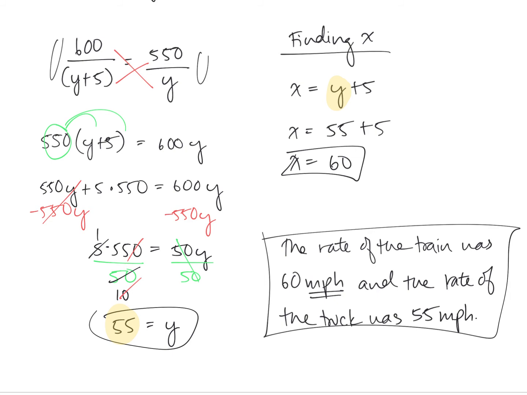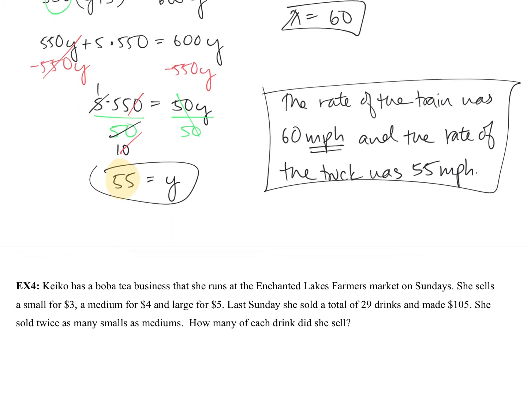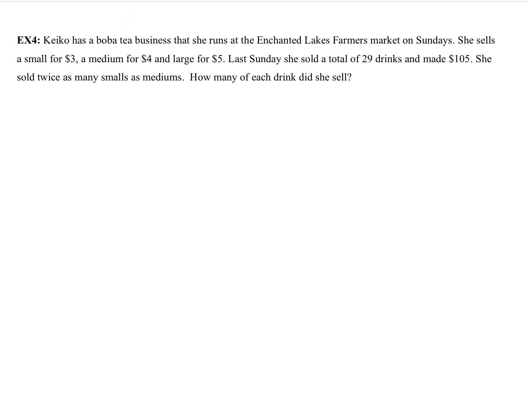All right, let's take a look at the next example. Example 4. Keiko has a boba tea business that she runs at the Enchanted Lakes Farmers Market on Sundays. She sells a small for $3, a medium for $4, a large for $5, and last Sunday she sold a total of 29 drinks and made $105. She sold twice as many smalls as mediums. How many of each drink did she sell?